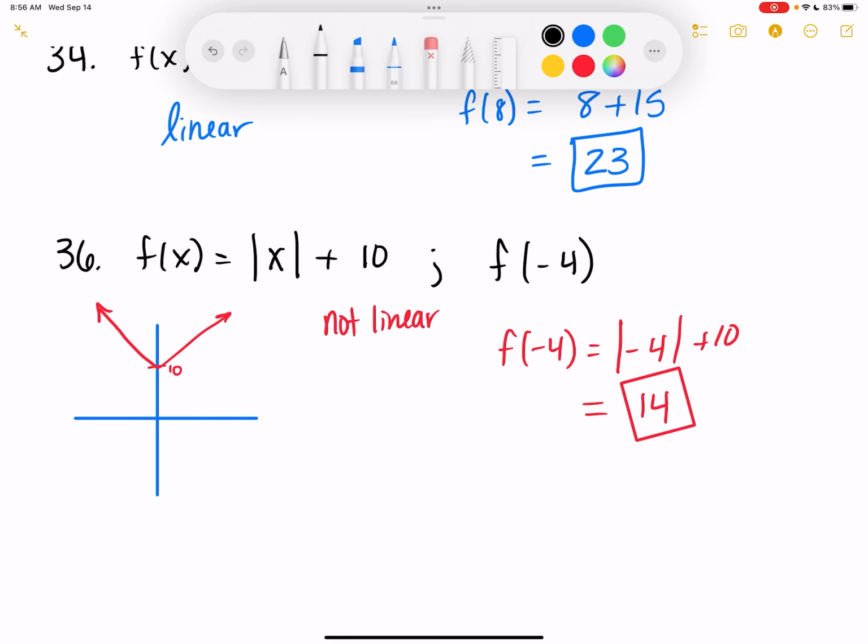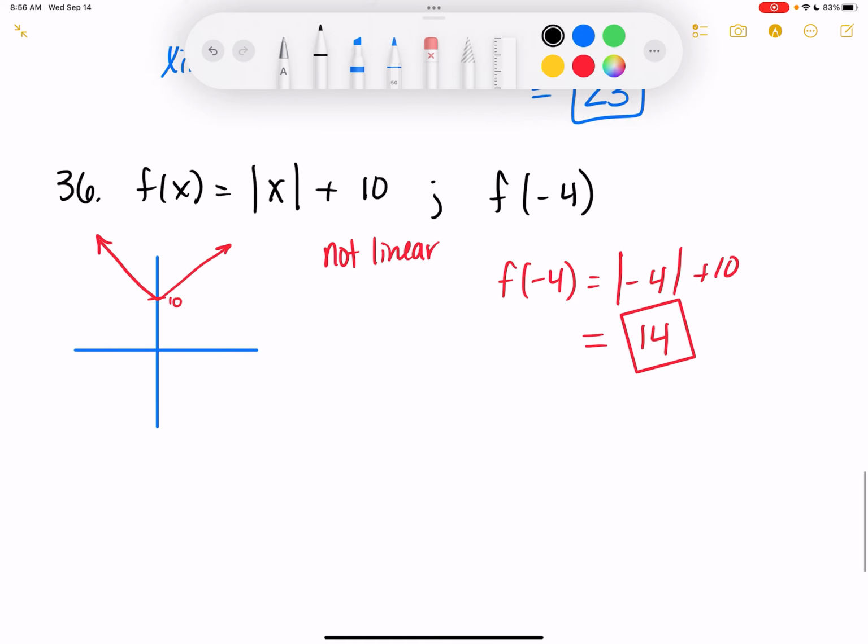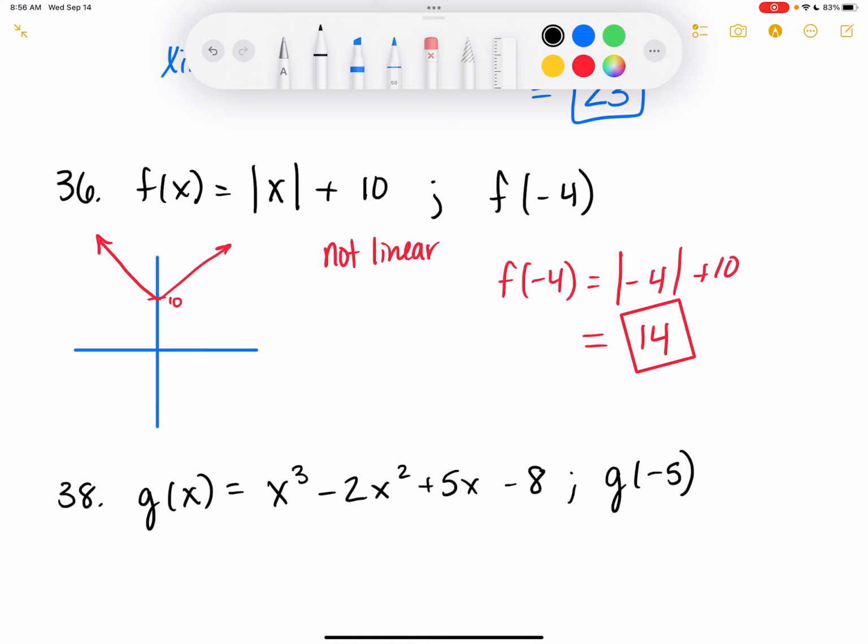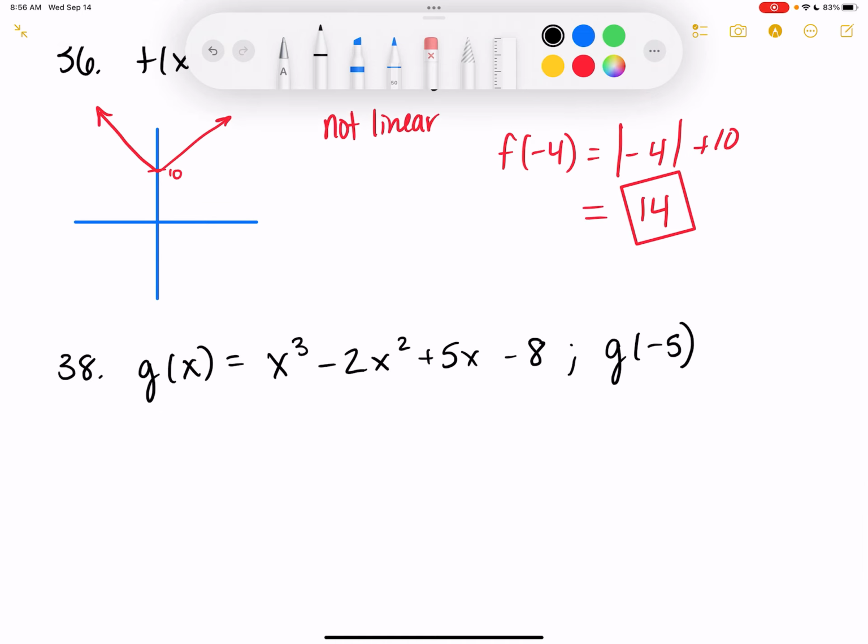All right. One more of these. Number 38: g of x. The common ones you'll see are either f, g, or h of x. They all mean the same thing; it's just representing a function. It is equal to x cubed minus 2x squared plus 5x minus 8, for g of -5. So is this linear? No, it's actually a cubic function because the highest power is a 3.